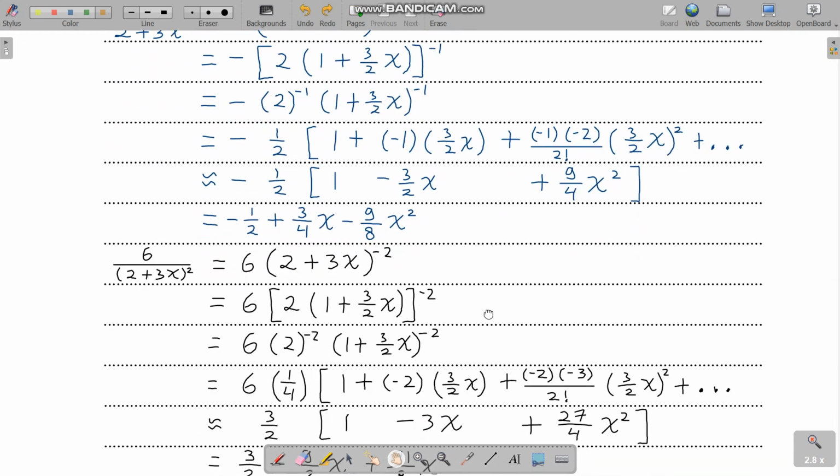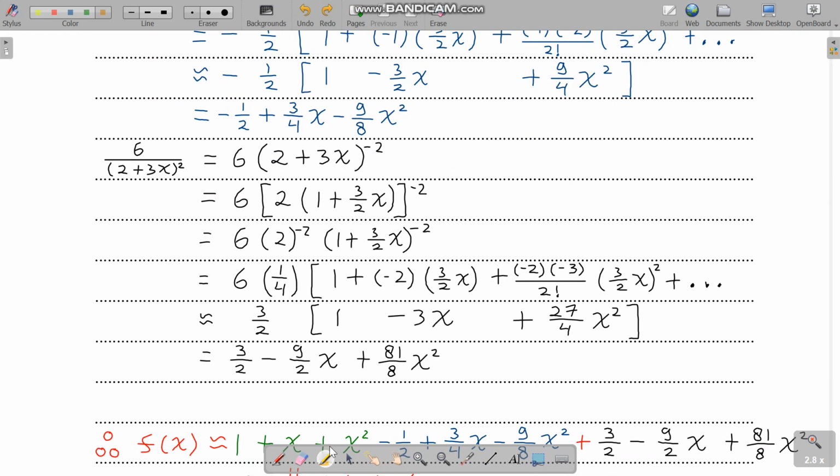And the last term, same concept, we use the laws of indices, negative power. We factor out the 2. The 2 is also to the power of minus 2. From here, use your calculator. This is actually 6/4 or 3/2. And because it is 1 plus or minus something here, we can use the formula.